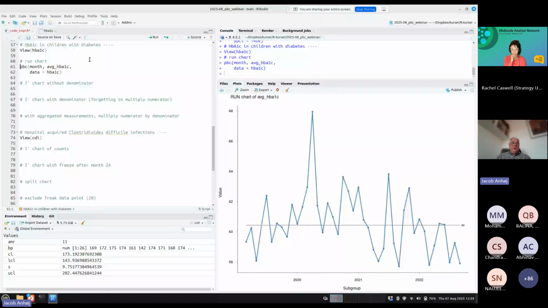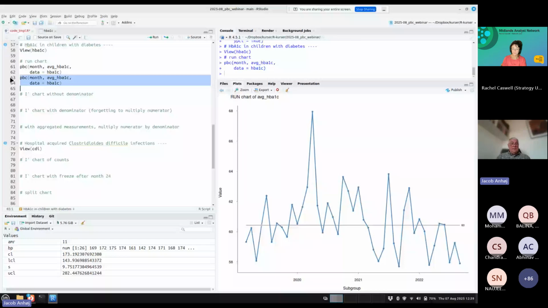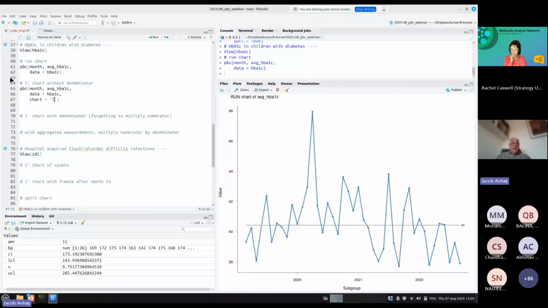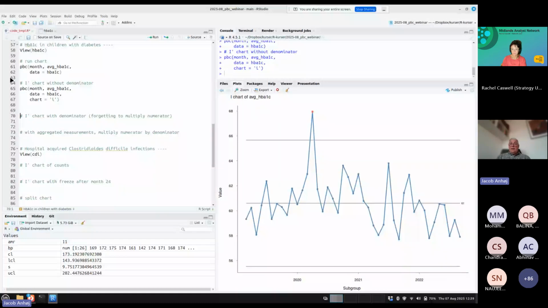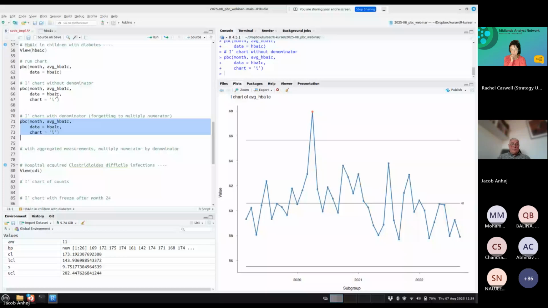This is a run chart of these data, and you can see here there's one data point that looks strange. It's very, very high. The average is about 60. Let's make it into a control chart. So this is a traditional P chart. And this actually seems to be a special cause. Now let's try and take the size of the numerator into account. So we will add the numerator as a third argument.